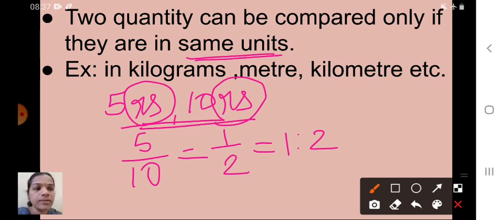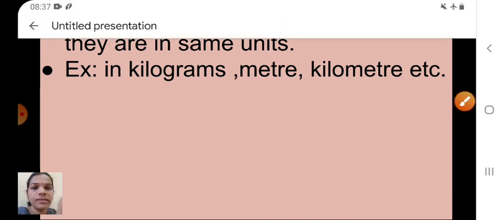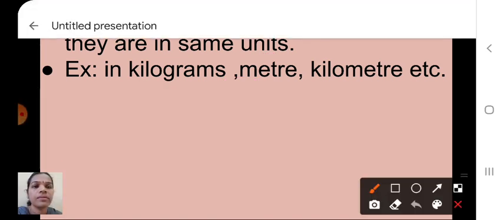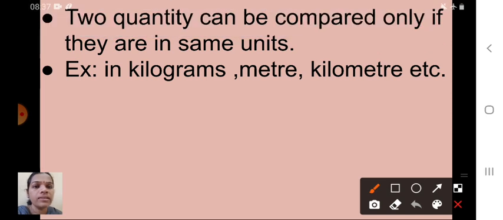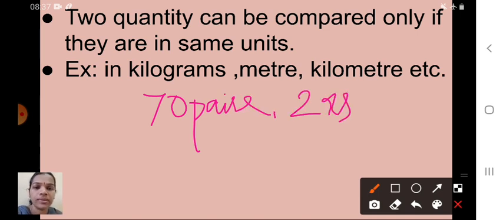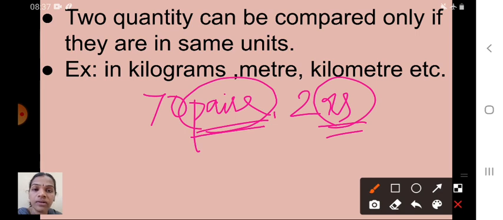In case, see here, yes, 70 paise and 2 rupees. Here how we have to find the ratio? Yes, see here this is the unit paise, this is what rupees. So this both, see here children, two different units you have to convert into a same unit. How we have to convert? Yes, 70 paise, yes, like this, and here 2 rupees.